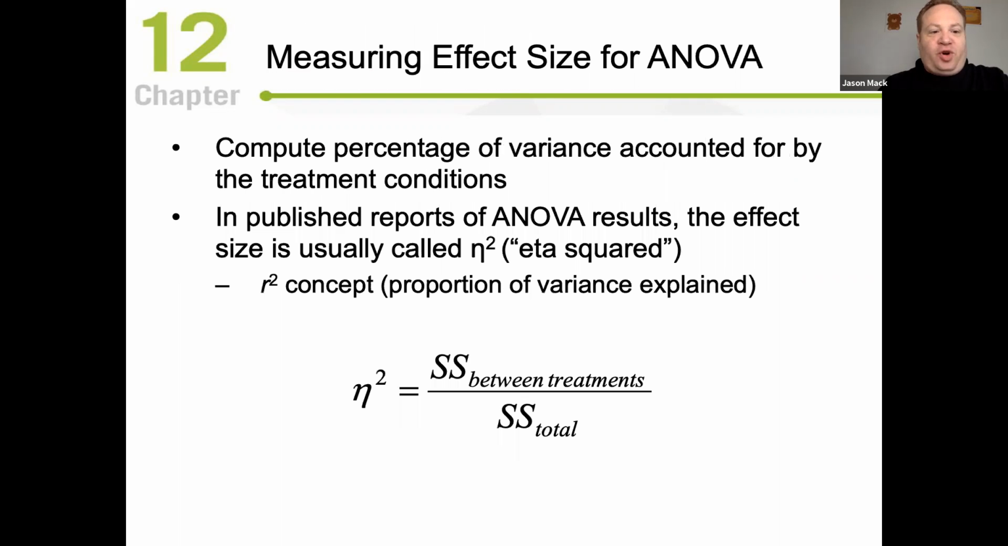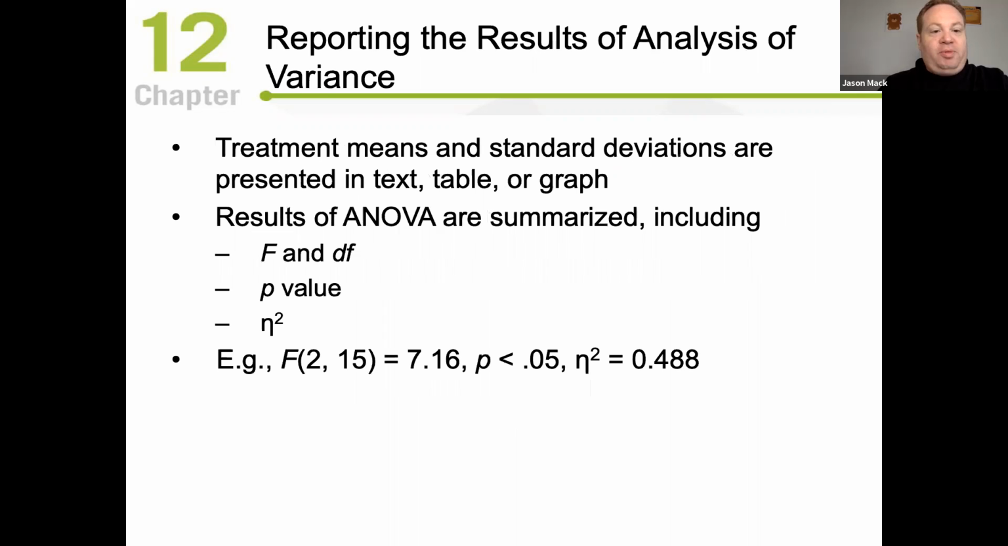Measuring effect size for ANOVA: compute the percentage of variance accounted for by the treatment conditions. In published reports of ANOVA results, the effect size is usually called eta squared, like R squared, a concept of proportional variance explained. Eta squared is the sum of the squares between treatments over the sum of the squares total. Treatment means and standard deviations are presented in text, table, or graph. Results of ANOVA are summarized, including F and degrees of freedom, the p-value, and eta squared. For example, it would look like this: F(2, 15) = 7.16, p < 0.05, eta squared = 0.488.